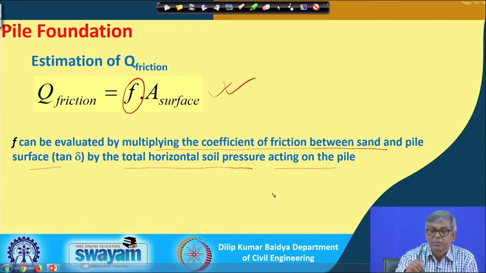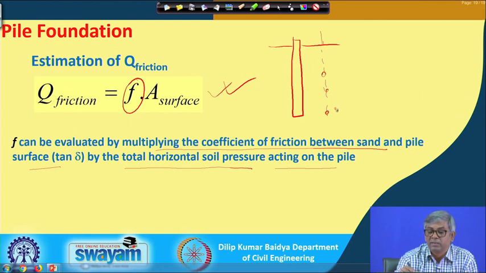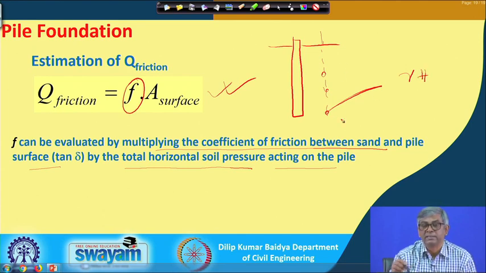So, that means, if a pile is driven something like this, then as usual, because of the soil, there will be vertical pressure. At different depths there will be different vertical pressure. What is the vertical pressure here? That will be gamma times h, if the height is h.